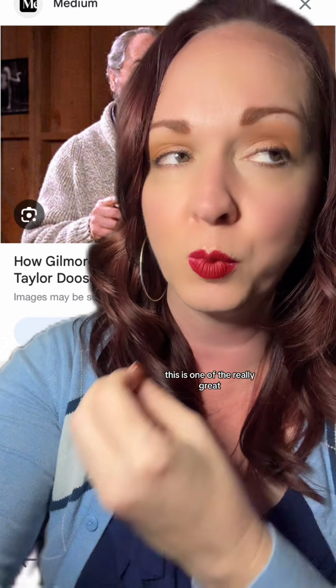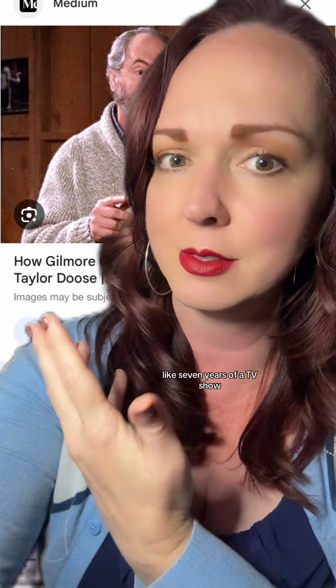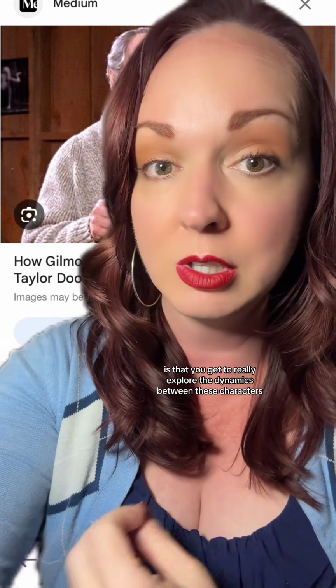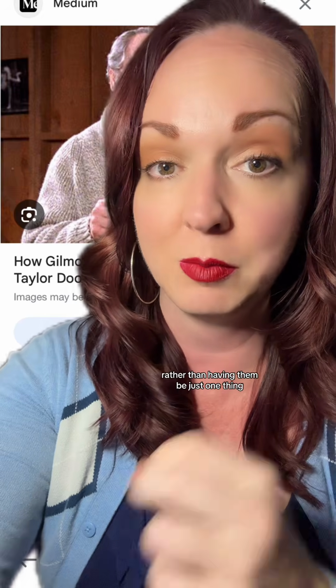This is one of the really great fun things about writing something that is a long form story like seven years of a TV show: you get to really explore the dynamics between these characters rather than having them be just one thing.